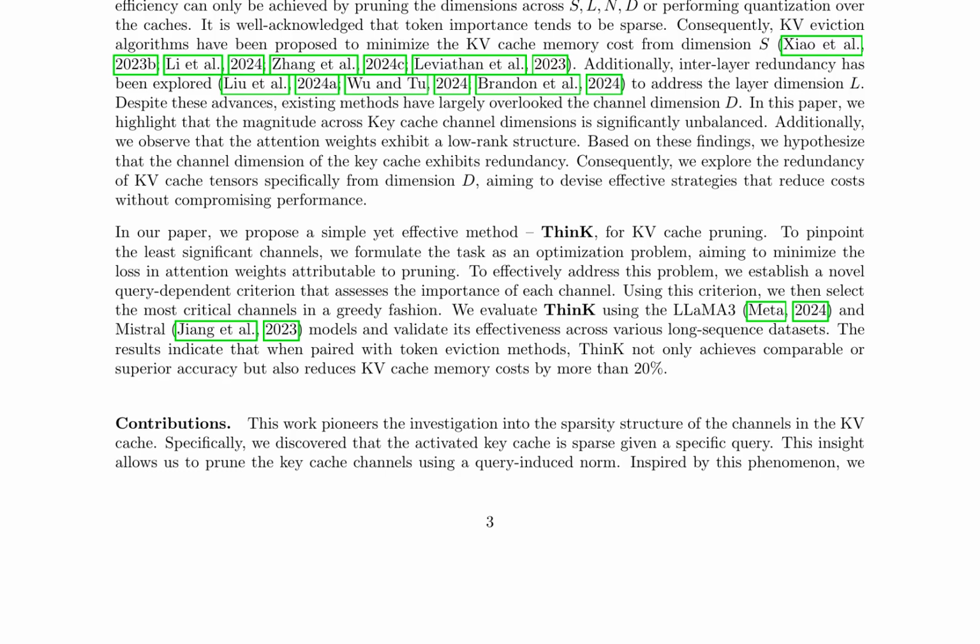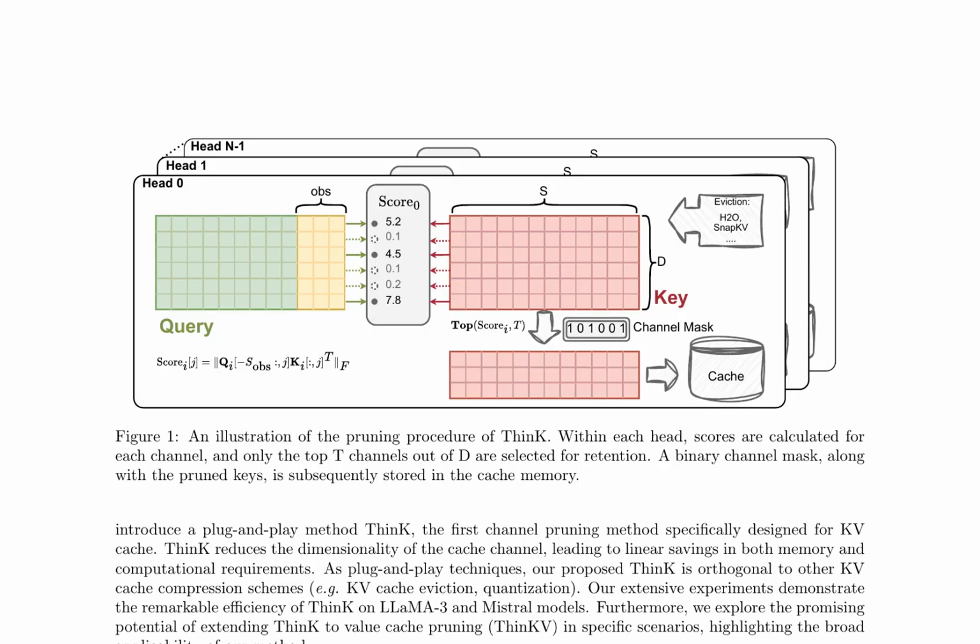Consistent with previous findings, we observe that only certain channels have significant magnitudes in the key cache, whereas the value cache lacks obvious patterns. Given such an observation, it is feasible to prune away certain key cache channels that contribute less to the attention mechanism. ThinK method. We propose a simple yet effective method, ThinK, for KV cache pruning.